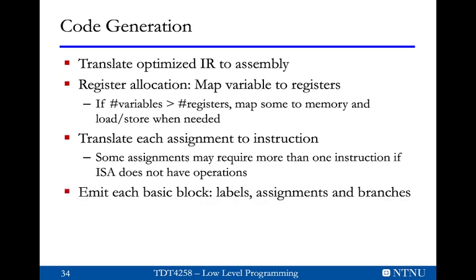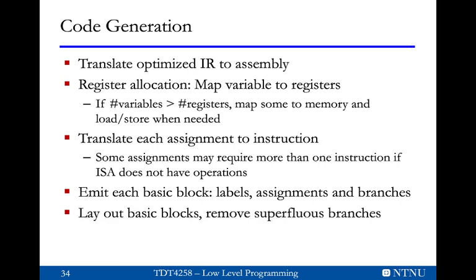And finally, you have to emit all of your basic blocks. You have to put a label before each basic block so you can jump to it. You have to emit the assignments that are part of the basic blocks, and at the end of the basic block, as we've seen already, are branches. So you have to ensure that you branch to the correct following basic block when you generate code.